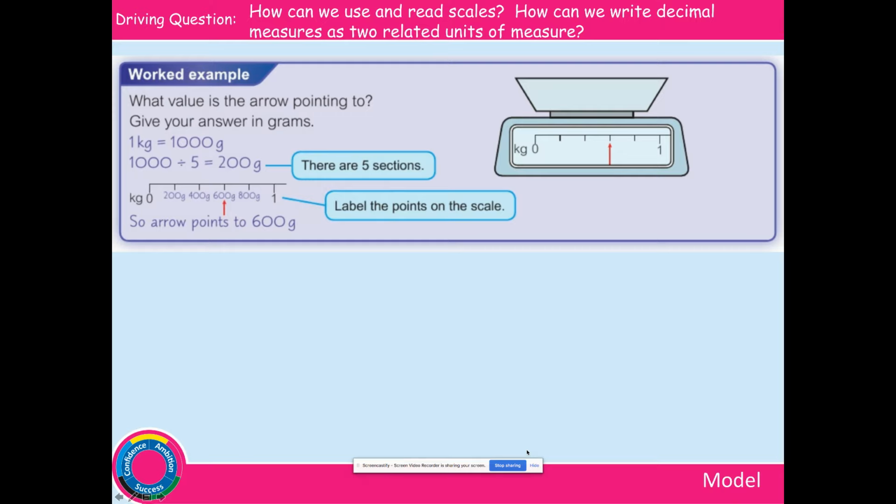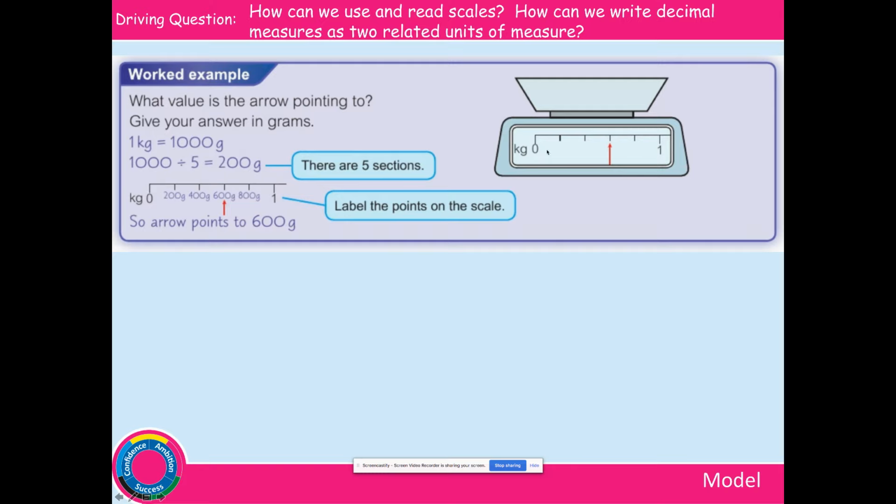Okay, so let's have a look here. We've got another dial here. This is on some scales to measure ingredients maybe. And we know we're in kilograms. We're going from 0 to 1, but we don't know these gaps. This is what we've got to find out. How many jumps have we got? 1, 2, 3, 4, 5. So we've got 5 gaps.